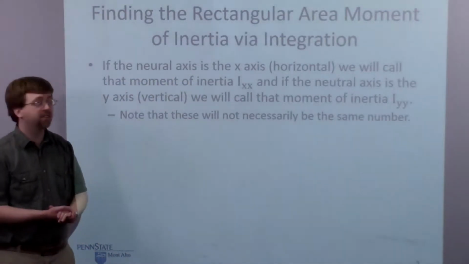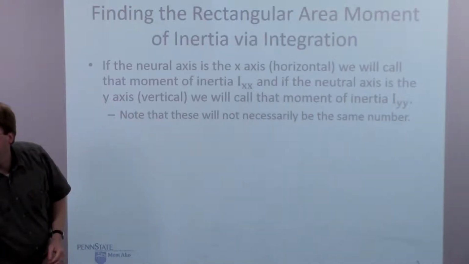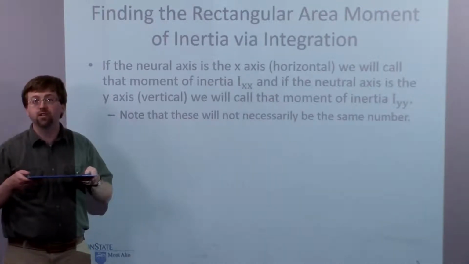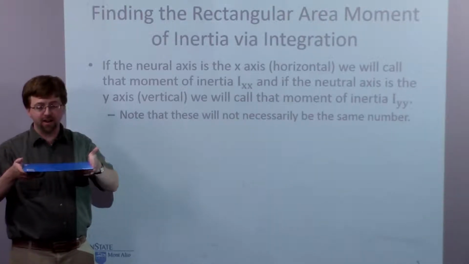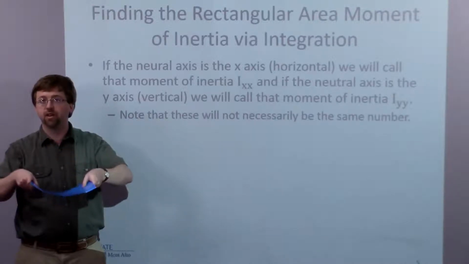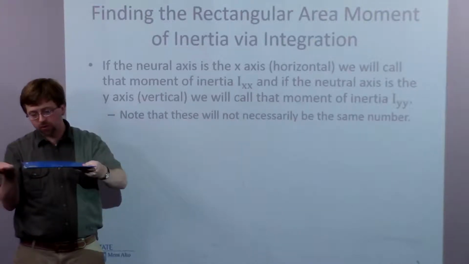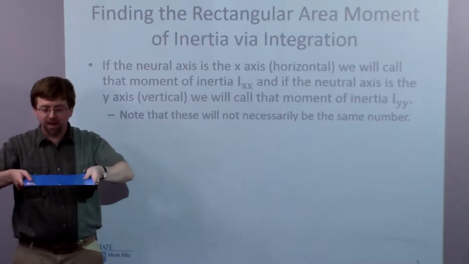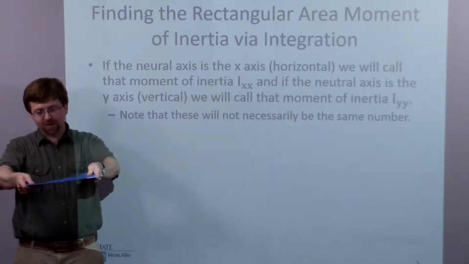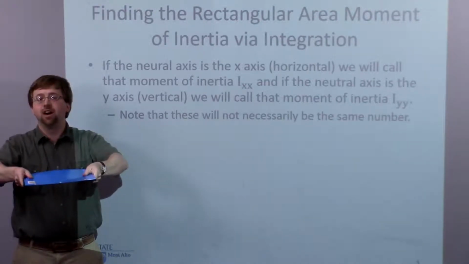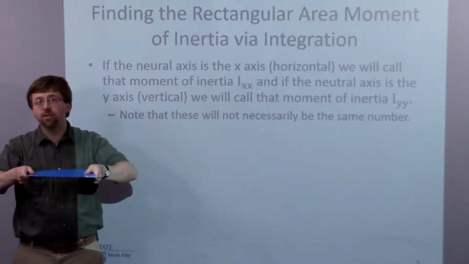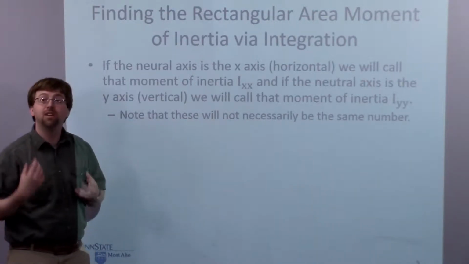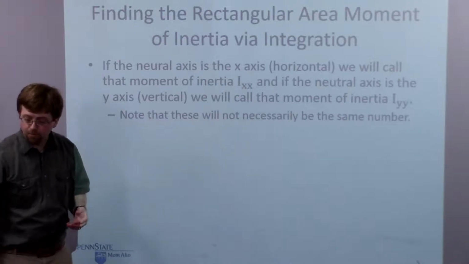Note that these aren't necessarily the same numbers. And that can be seen in different shapes' resistances to bending in different directions. So if I've got something like this folder, it's pretty thin. It's really easy to bend about the neutral axis, which would actually be the x-axis, horizontal. But if I think about bending this out towards you or towards me, I can't really bend it that way. It's got more resistance to bending in that direction. And so Ixx and Iyy are going to be different values. There's more than one moment of inertia.